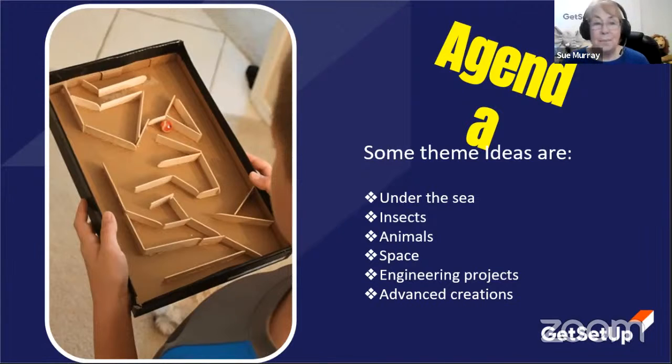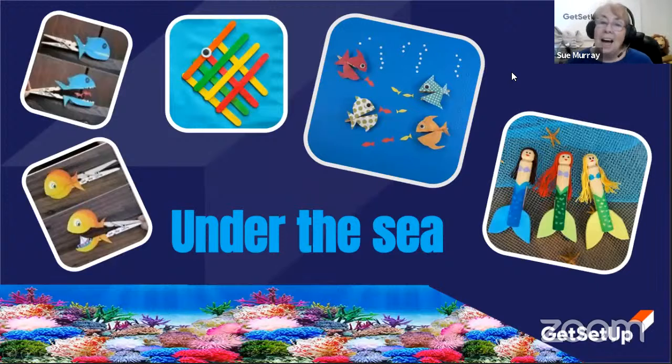Right, some of the ideas we're going to use today are under the sea, insects, animals, space, engineering projects I'm going to do, and then advanced creations are the things for us. Now, under the sea. Under the sea is our first theme. Children often choose, I want to be a mermaid, I want to be a shark, I want to be a whatever. So if they are into under the sea, there are some lovely creations you can make.